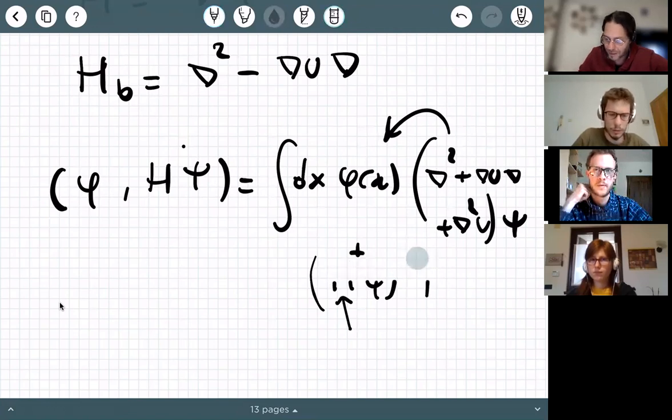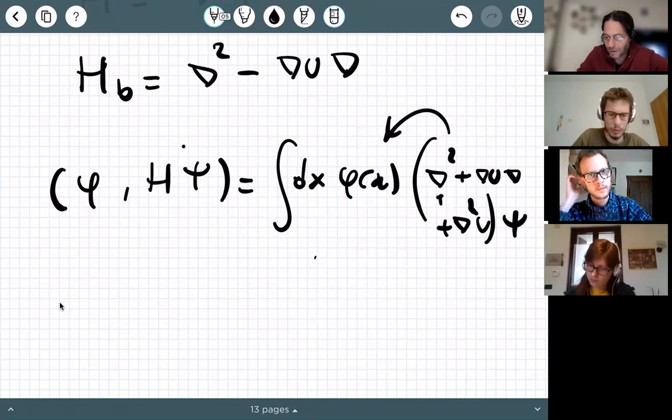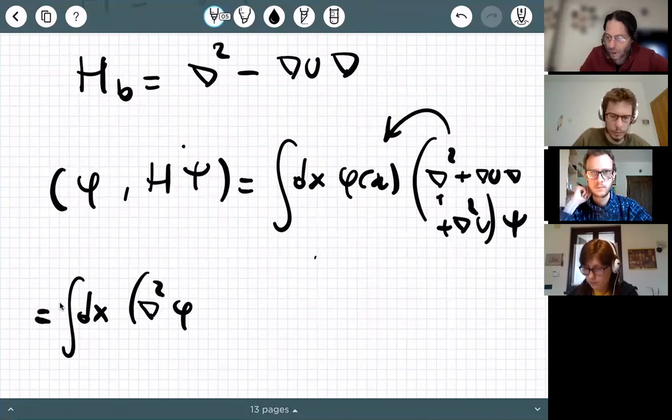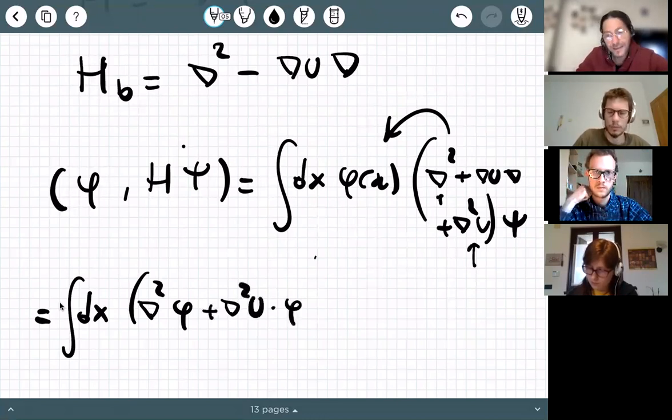Now, this is a Hermitian operator, right? We know it. Therefore, we know that when I act by parts, I will get the Laplacian of phi. Also, this is a Hermitian operator, right? So let me get plus the Laplacian of u times phi.